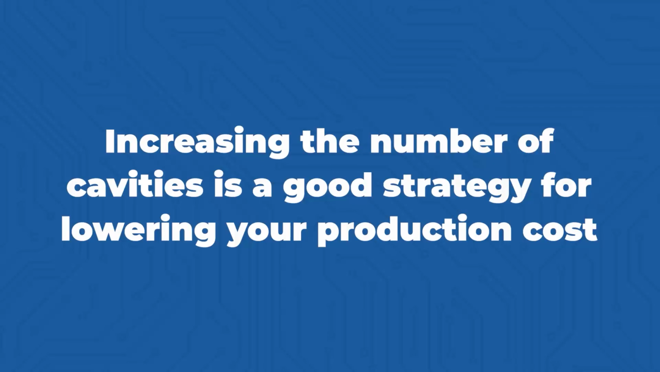Increasing the number of cavities is a good strategy for lowering your production cost, but don't rush to do that. Don't worry so much in the early days about optimizing every penny of profit. That can come later with economies of scale, and where you can do things like increase the number of cavities, but that all adds to the upfront cost. And in the early stages, you need to always focus on minimizing your upfront cost and not on maximizing unit profit.